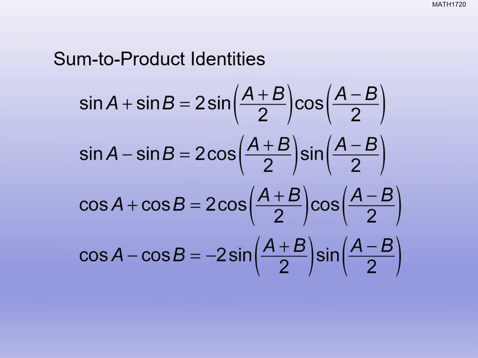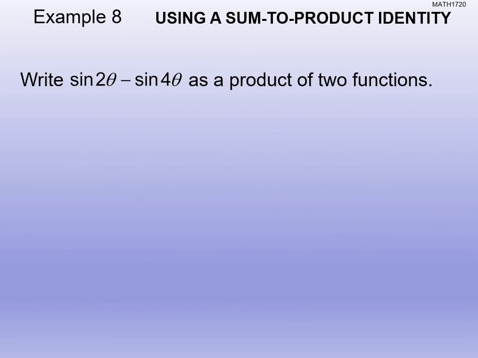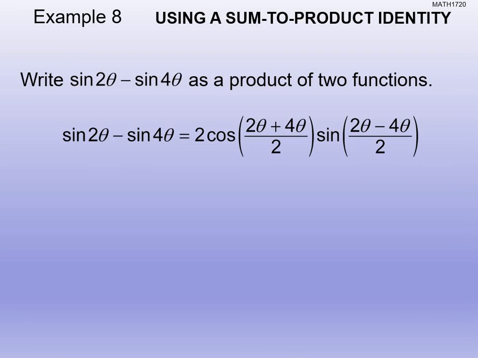So now we're going sum to product. Okay. So we want to write sine of 2 theta minus sine of 4 theta as a product of two functions. All right, so we got a difference here. So we're going to use the identities. Okay, we recognize that we have 2 theta is A and 4 theta is B.